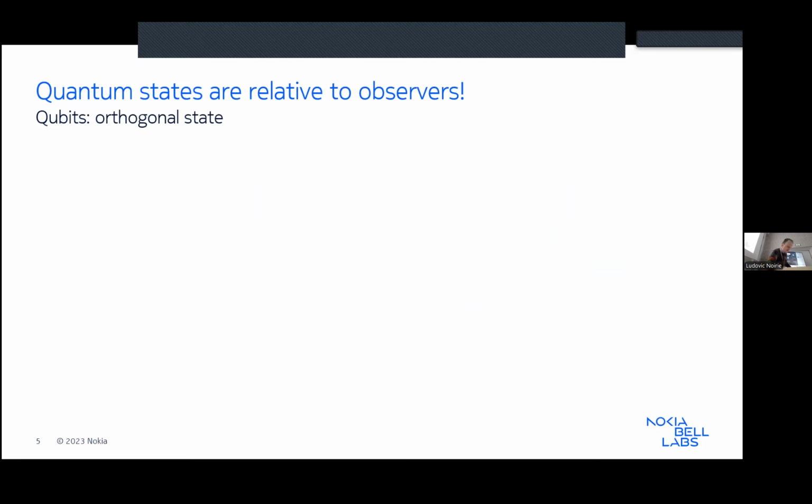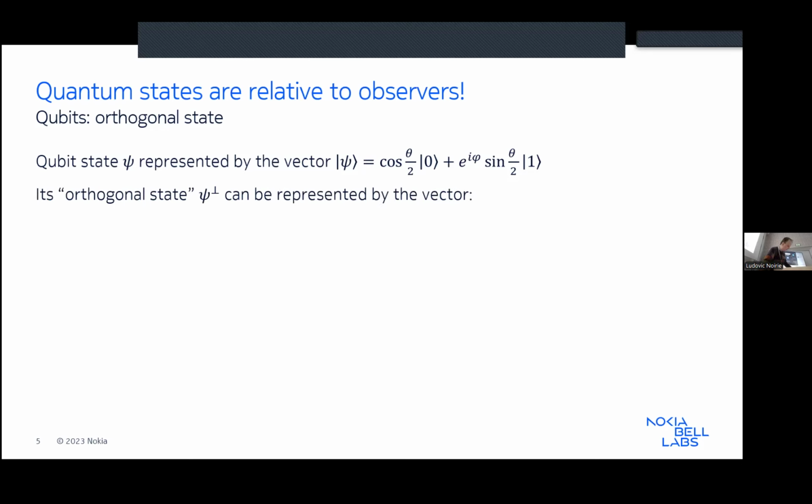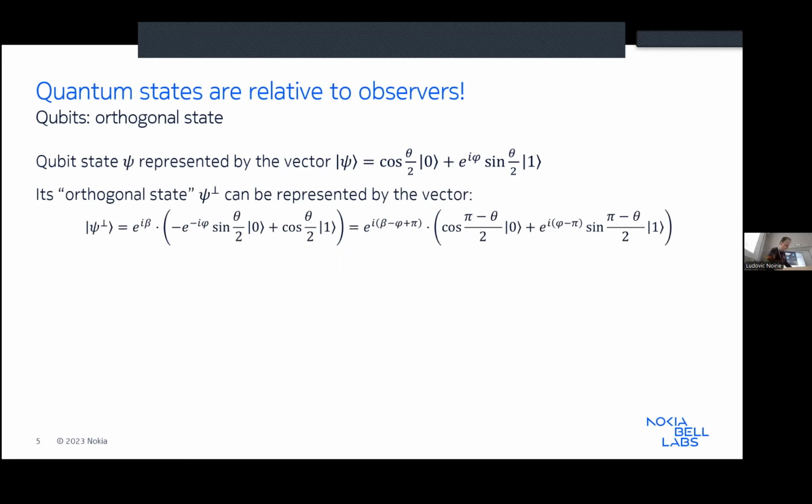Now we will do some calculation. Imagine that you have any qubit in any state psi, which is represented by this vector on the Bloch sphere. The orthogonal state, psi orthogonal, can be represented by this vector, in such a way that psi and psi orthogonal form another basis of the vector space of dimension 2 here.